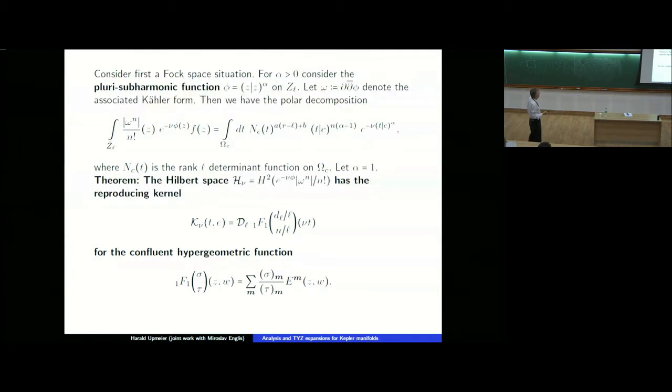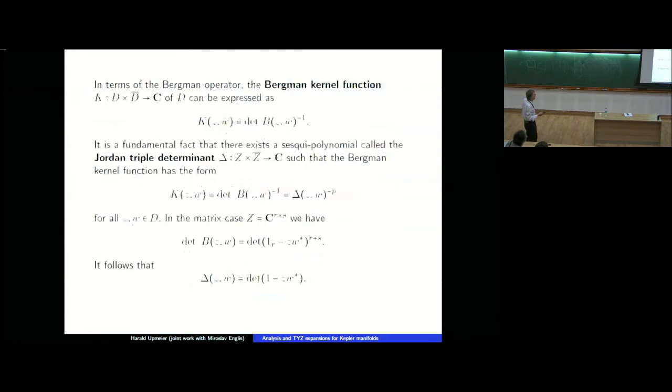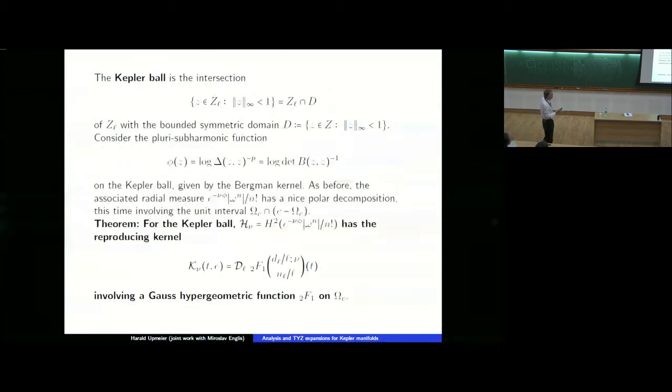This would become more technical. I have one more, and then I'm finished. Namely, I look at the Kepler ball, which will be the intersection of the Kepler variety with the unit ball. And in this case, I take another plurisubharmonic function, the determinant of the so-called Bergman kernel, which I did not have time to define, but it can be written very explicitly. So this is the standard Bergman space on the domain D, but here we have it on the Kepler variety.